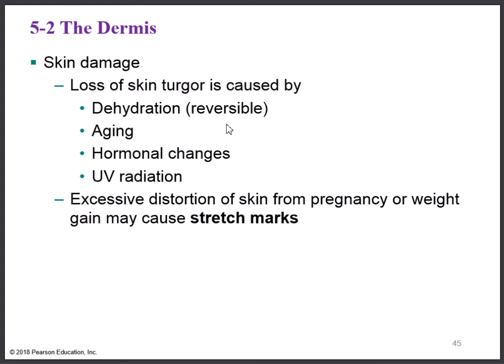Aging, right, we'll see that fibers will start to break down as we get older. Collagen and elastic fibers, they break down. So aging is not reversible, unfortunately. Hormonal changes, right? As our hormones decrease as we get older, estrogen, testosterone, and that type of thing. And then radiation and sunlight also does damage. Unfortunately, it's not reversible, but it is preventable, right? By staying out of the sun or using sunblocks, we can limit the amount of damage to our skin.